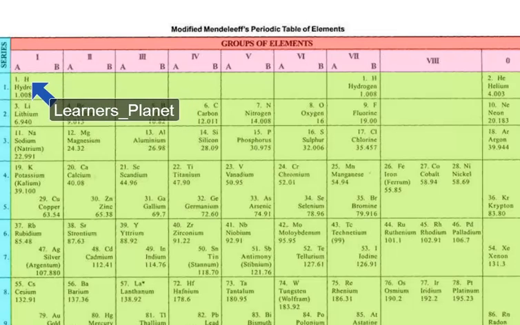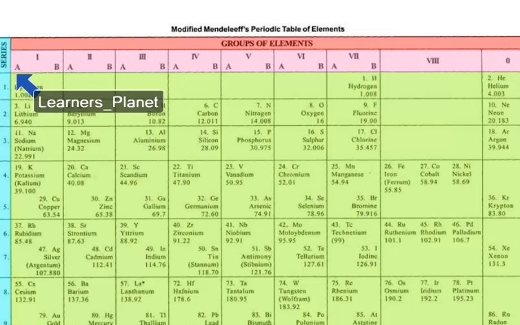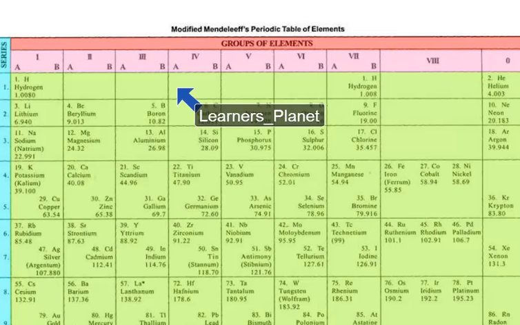Now in this, students, you can find that every group is subdivided into A and B, excluding the 8th and the 0 group. Now these are very small key points, students. You need to remember this. Even though Mendeleev's periodic law has been discarded, you still need to remember this, because it was the first attempt to classify elements. So these are the basic things which you need to remember.